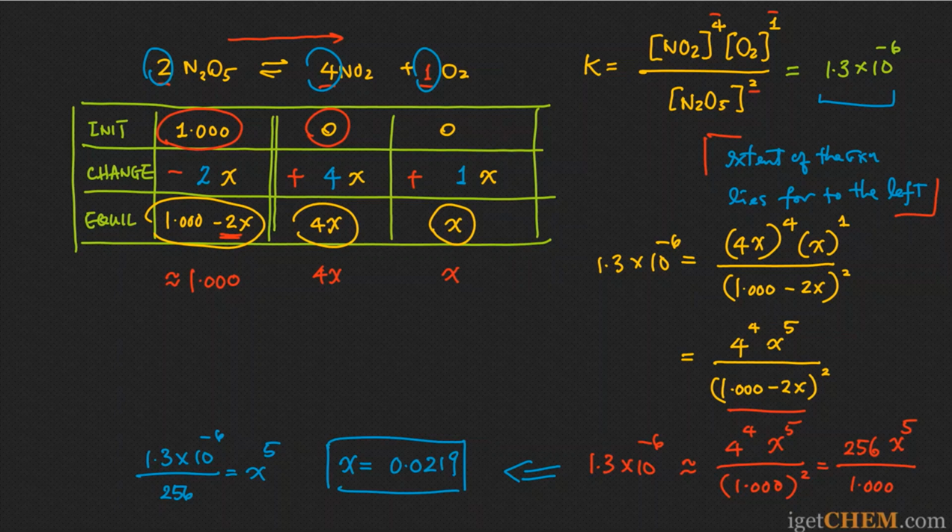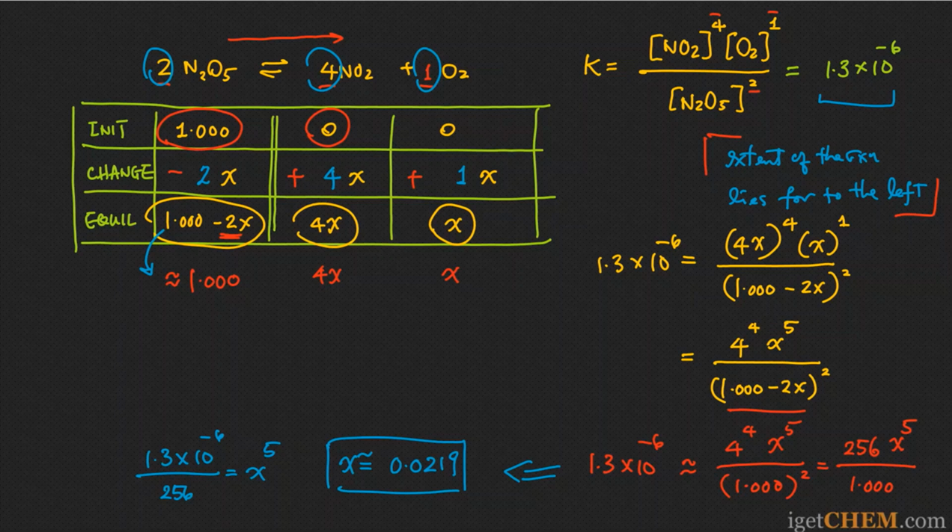Now you remember that this x really isn't the exact solution. It's the solution obtained by making this approximation. The approximation is to replace 1.000 minus 2x by 1. So this is not really an exact answer, but it's only an approximate answer. So I'll emphasize that by this wiggle. So x is approximately equal to 0.0219.